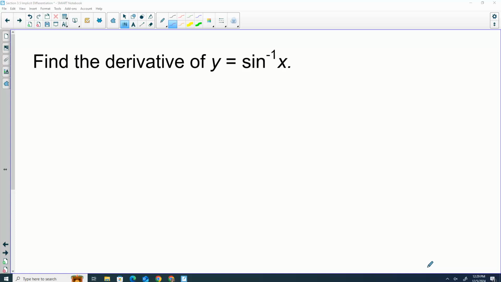We know how to do the derivatives of trig functions, but not inverse trig functions.